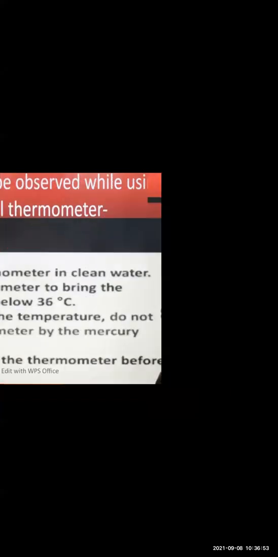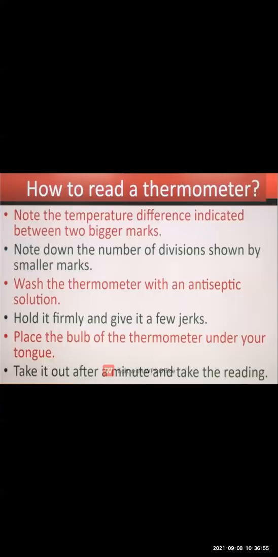Yes, heat is produced due to friction also. Then how to read the thermometer? Now there are some numberings on the thermometer.